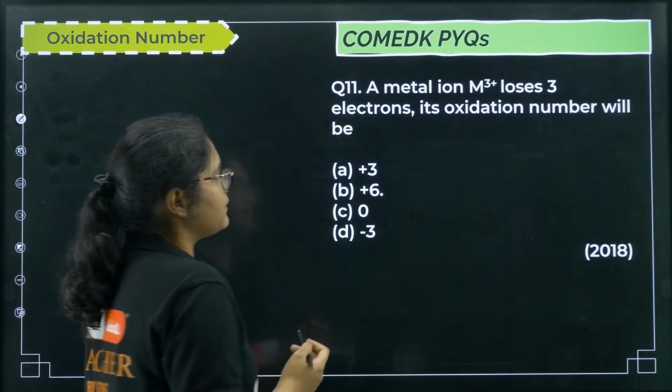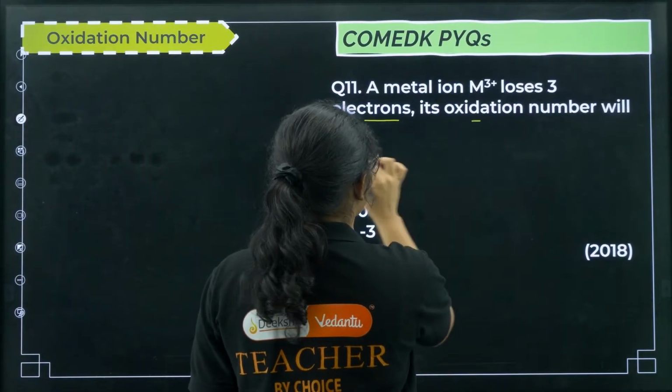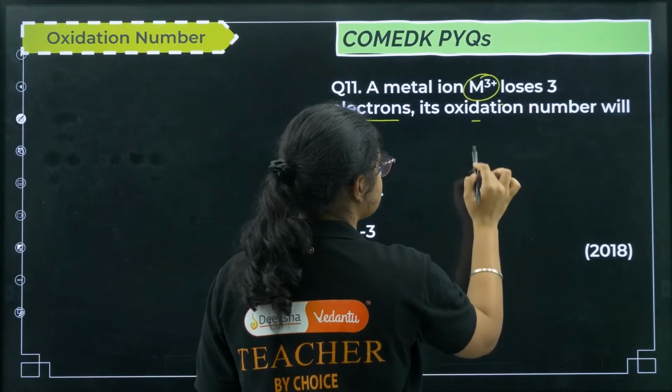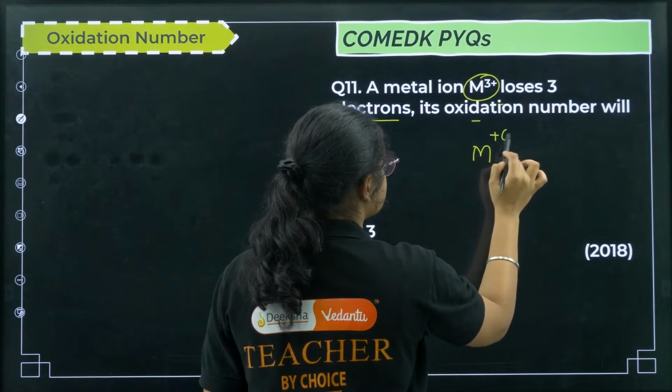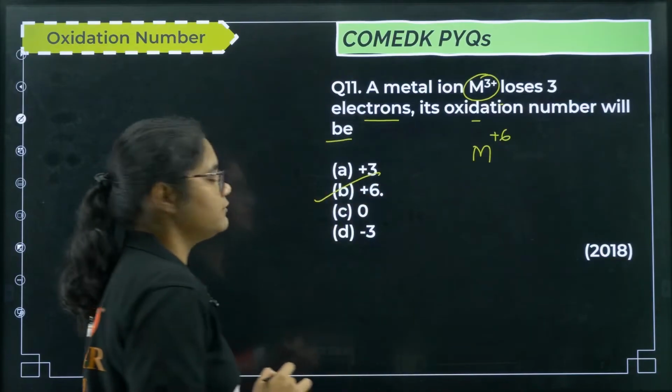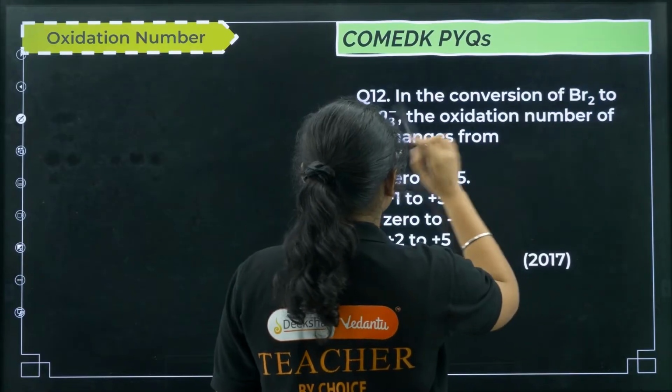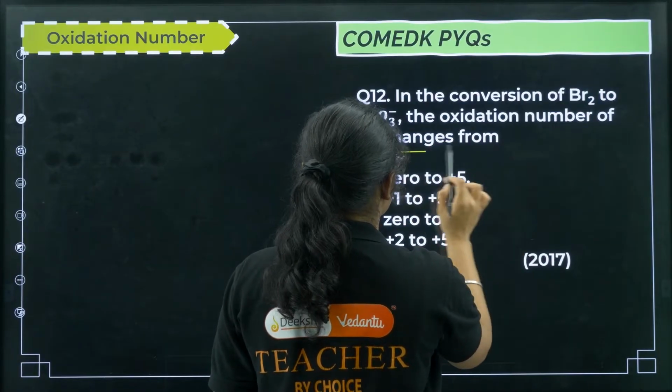Next, a metal M plus 3 loses 3 electrons, its oxidation number will be. Now see, already it is in plus 3 state. Now if it loses 3 electrons, so another 3 charge will form, so it will be option number B with plus 6, okay.